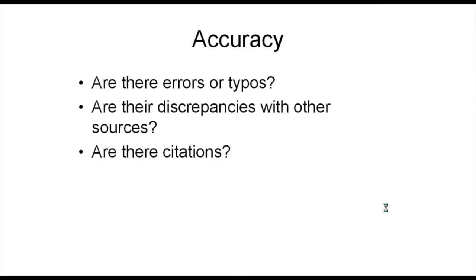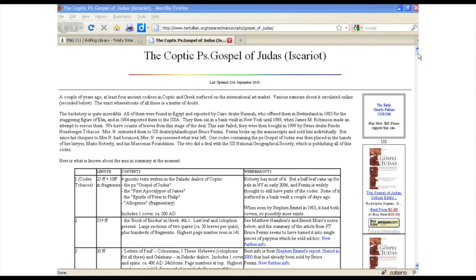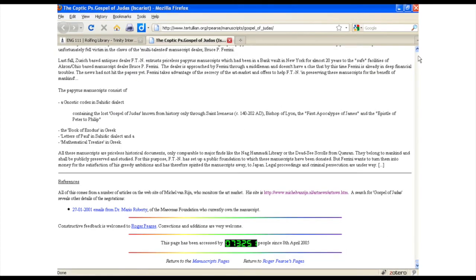Next, look at accuracy. How accurate is the information? Compare it with other sources, particularly reliable sources, to see if there are discrepancies. Can you tell where they got their information? This large website contains a wealth of technical information on the Gospel of Judas manuscripts. However, the only source that is cited is the website of Michael Van Ryn. The website has been shut down, and a little research revealed it was because the author was arrested for art fraud. Certainly a dubious source, and this calls into question the accuracy of the information.